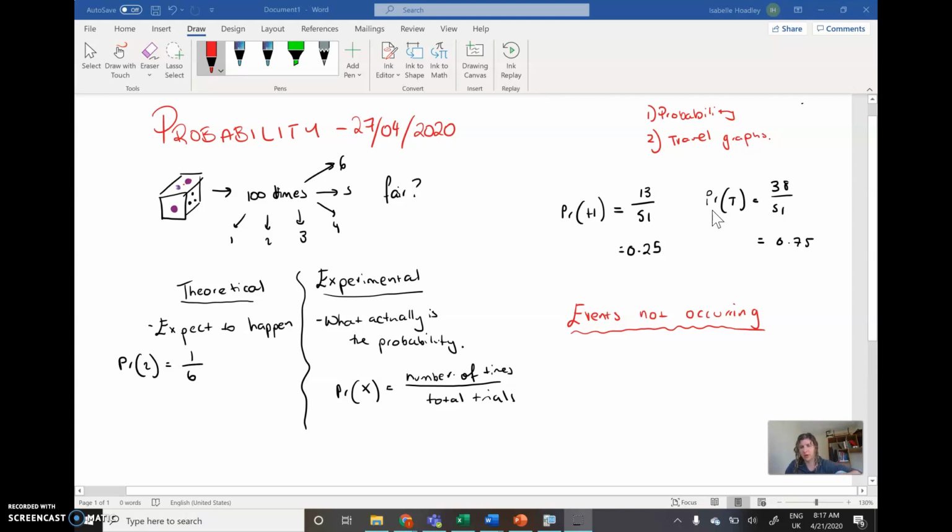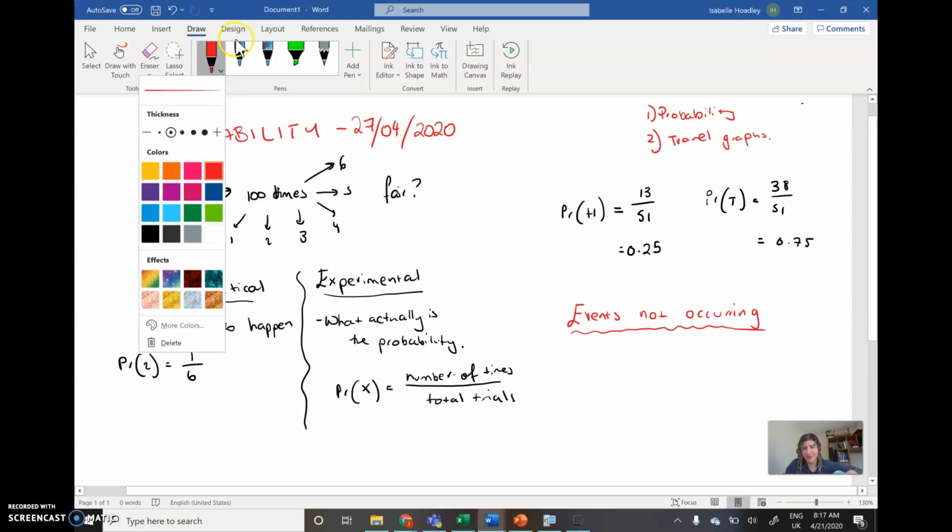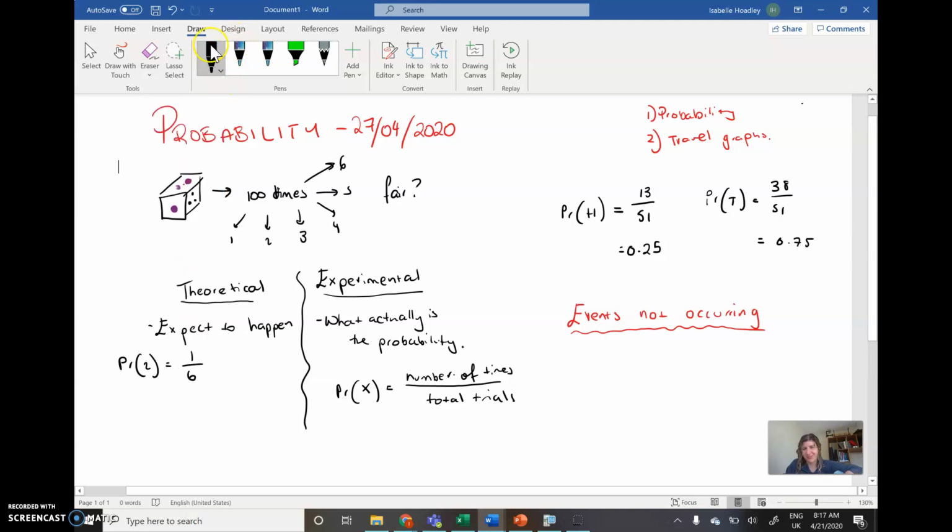After this, I would like you to go on and do the first Google Forms sheet, and then we'll come back and do the second half of probability. By the way, this is the first half of probability almost done by the time we've done this, which is very quick.